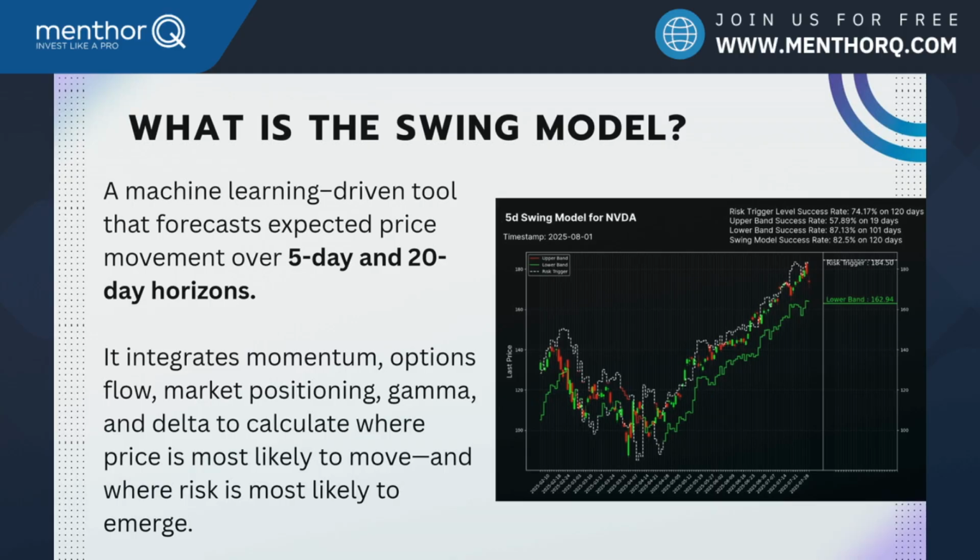So we can start, and basically, what is the swing model indicator? A swing model is probably one of our more advanced models. It is a machine learning driven tool, and the goal is to forecast the expected price movement over 5 days and 20 days. It integrates momentum, option flow, market positioning, gamma, delta. The idea is really that we are trying to calculate where the price will most likely move, and where the risk is most likely going to emerge. So areas where you should be focused on as targets, and areas where you could actually expect a lot of volatility.